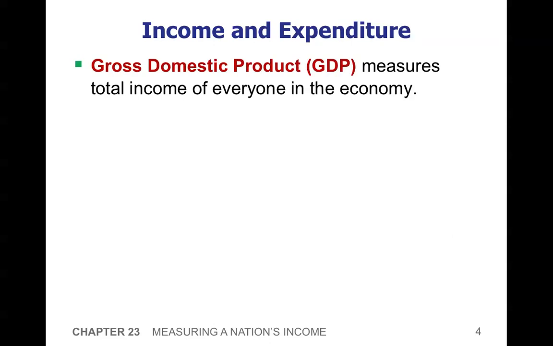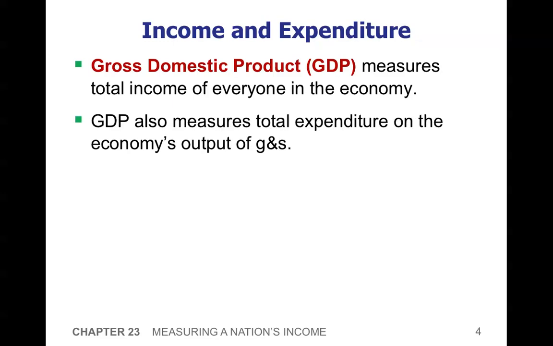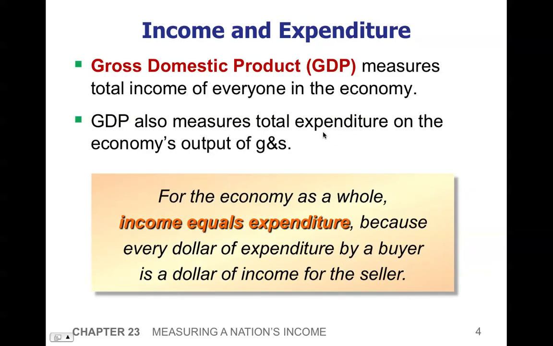And here's income and expenditure. GDP measures the total income of everyone in the economy. It also measures total expenditure on the economy's output of GNS. GNS means goods and services. Now, for an economy as a whole, income equals expenditure because every dollar of expenditure by a buyer means a dollar of income for the seller. And so one can measure GDP in one of two ways, looking at the economy's total income or the economy's total expenditure.